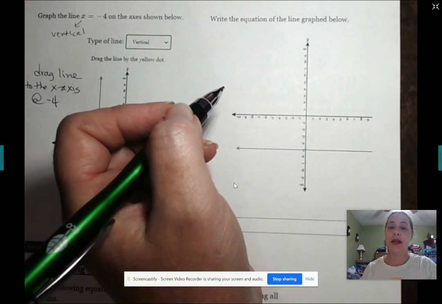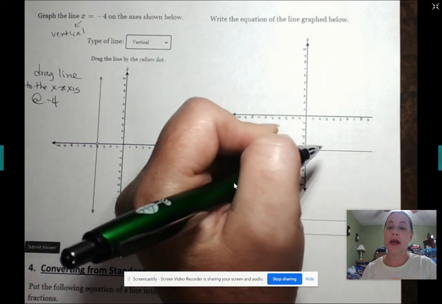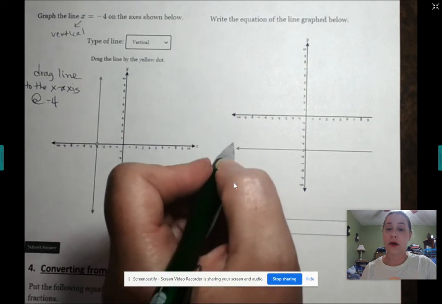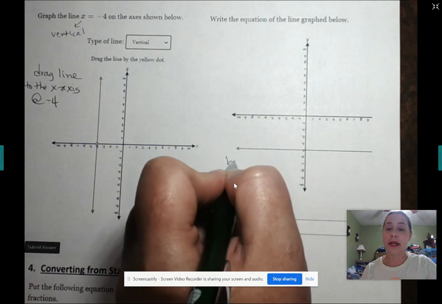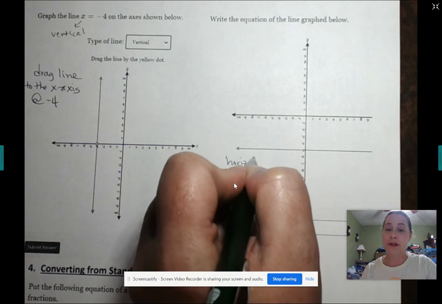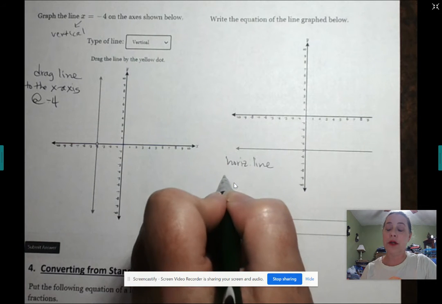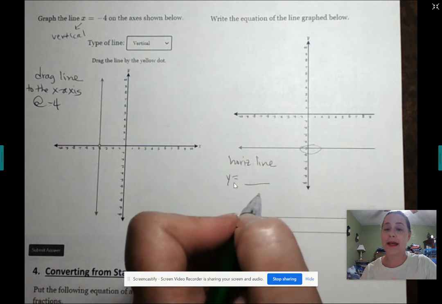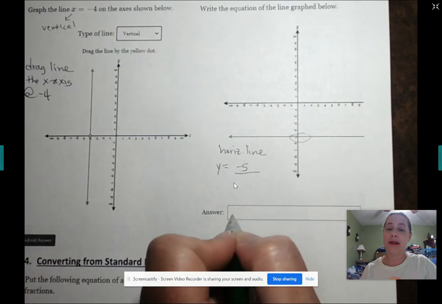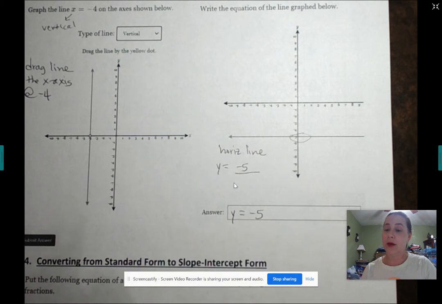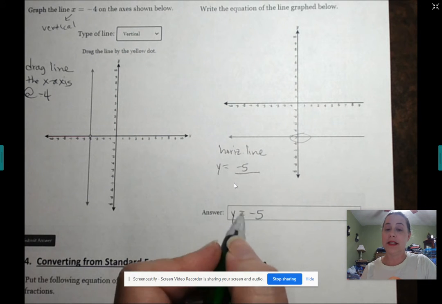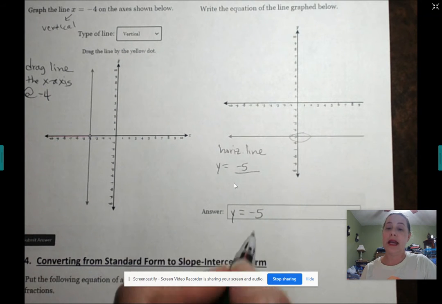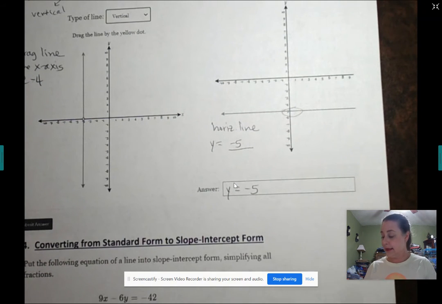And conversely, you could be given a problem where the actual line, vertical or horizontal, is already graphed and you're writing the equation. So we notice here that there is a horizontal line that has been graphed. So that means you are going to write y equals, and you're going to find where that line crosses the y-axis. And you can see that that happens at -5. So you should be typing in this equation right here. Y equals tells me it's a horizontal line. If there's no x in the problem, that is a horizontal line. And -5 is where it crosses the y-axis.